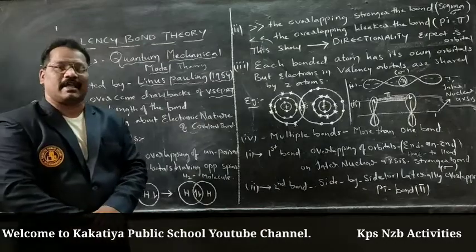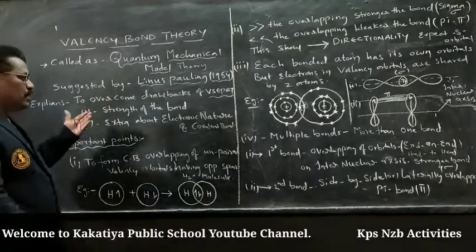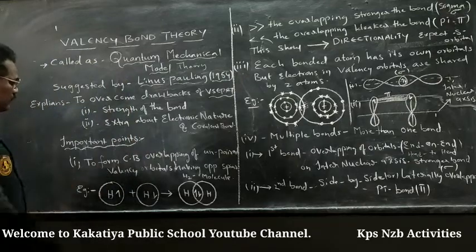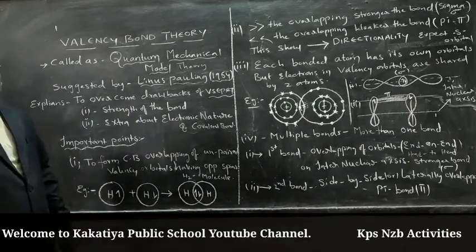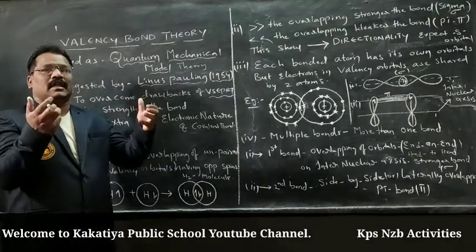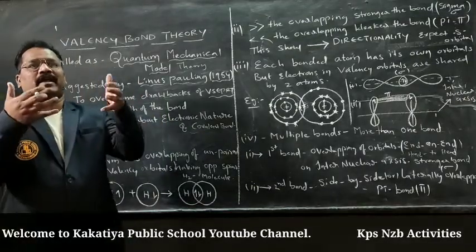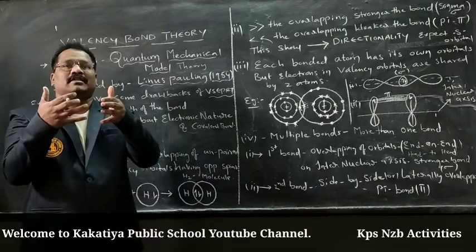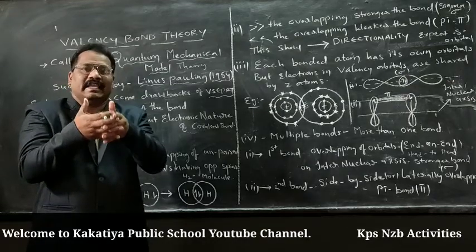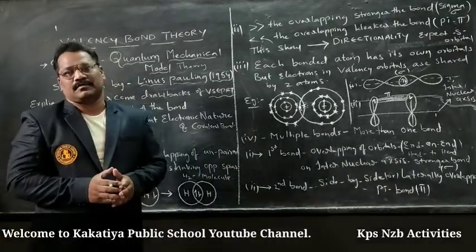That theory is called valency bond theory. It has four important points. Let me go first with the first point. We have already studied that to form a covalent bond, valency shell orbitals in which unpaired electrons are present overlap each other, and a bond is formed. That bond is called a covalent bond.